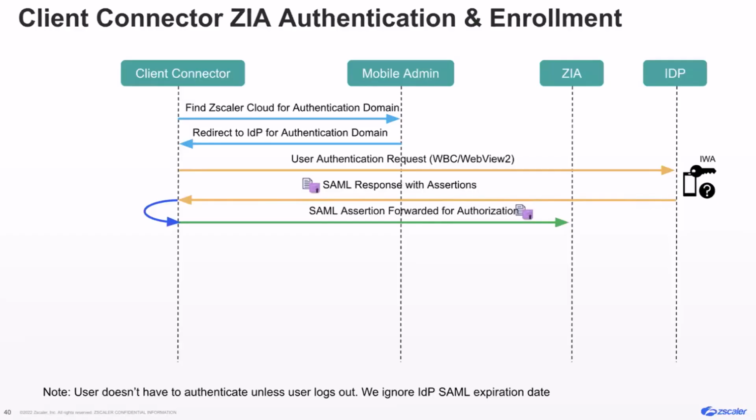We don't care if there was MFA happening at the IDP. We don't care if they're banging two rocks together. It really doesn't matter, right? So the reason why I bring this up is I want silent enrollment and silent authentication with Client Connector. How come you guys can't do that, right? And the short answer is we absolutely can do that, right?